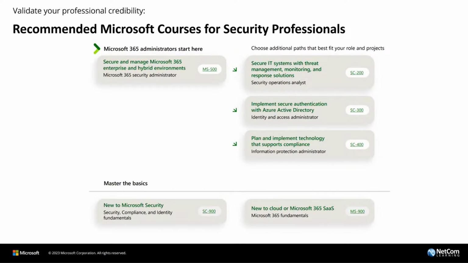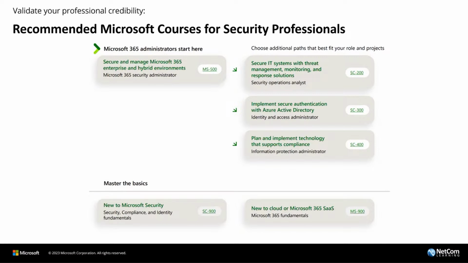So some of the recommended courses if you want to become certified as a security professional is MS 500, which is the Enterprise and Hybrid Environment Security Administrator exam. And then you also have SC 200, which is basically what today's presentation was on, which dealt with threat management, monitoring, and responses. SC 300 deals with implementing authentication in Azure Active Directory. And SC 400 is planning and implementing technology support compliance, which is more of an architecture level certification.